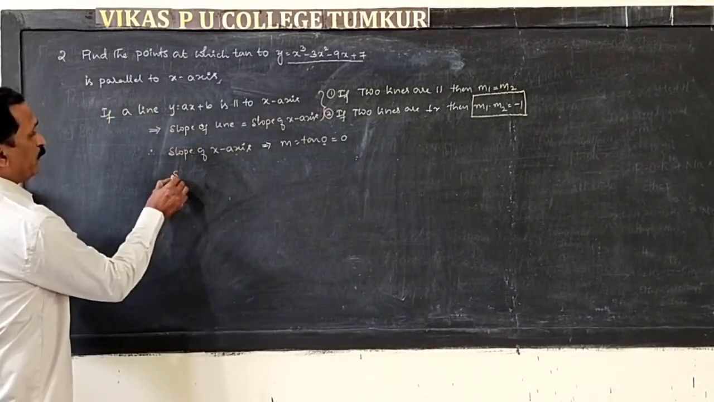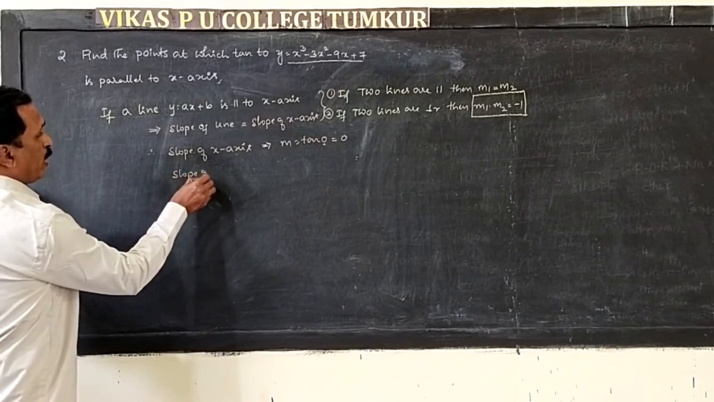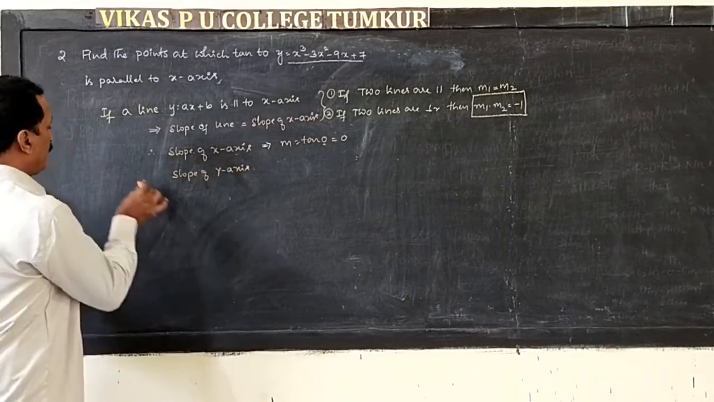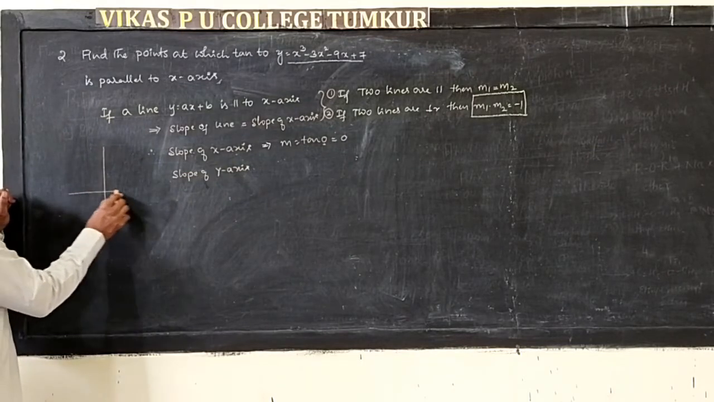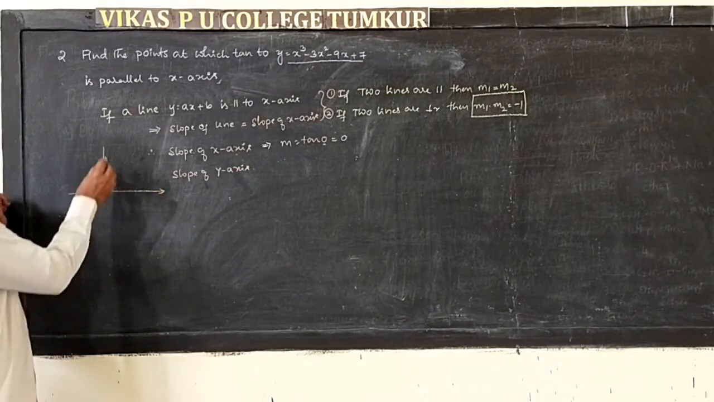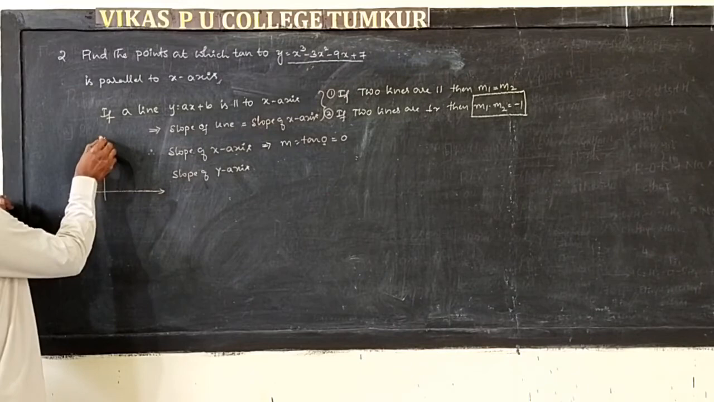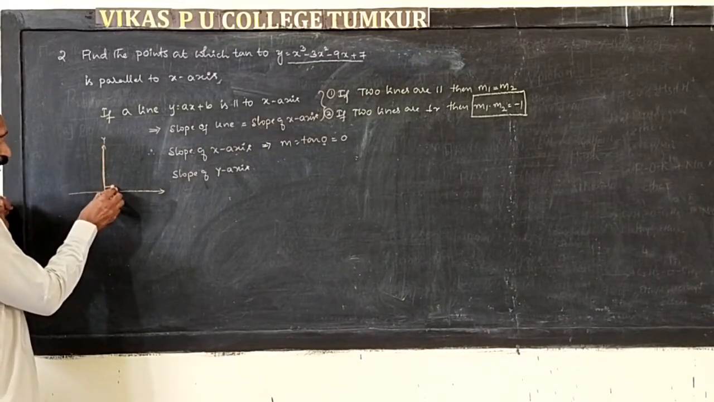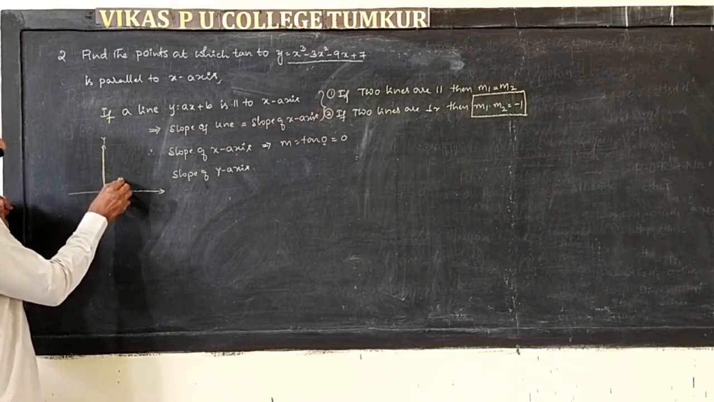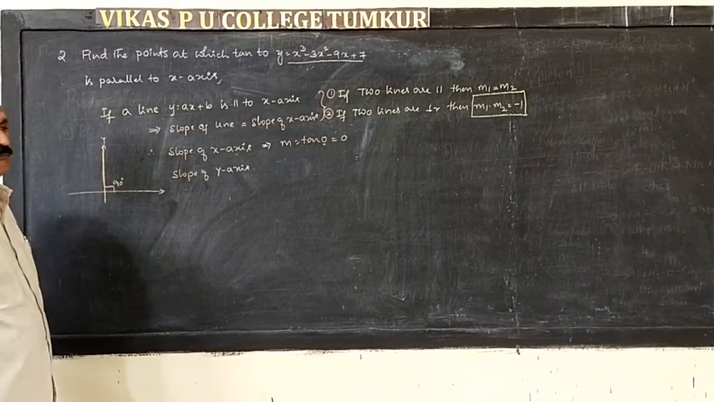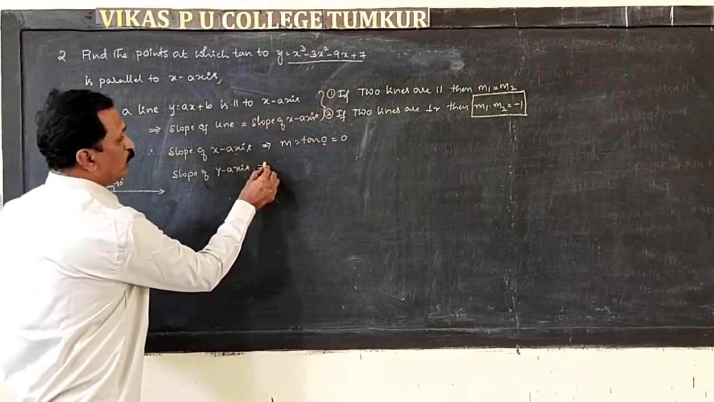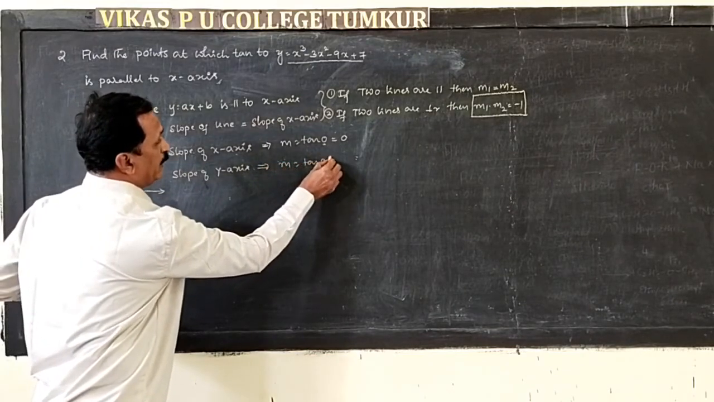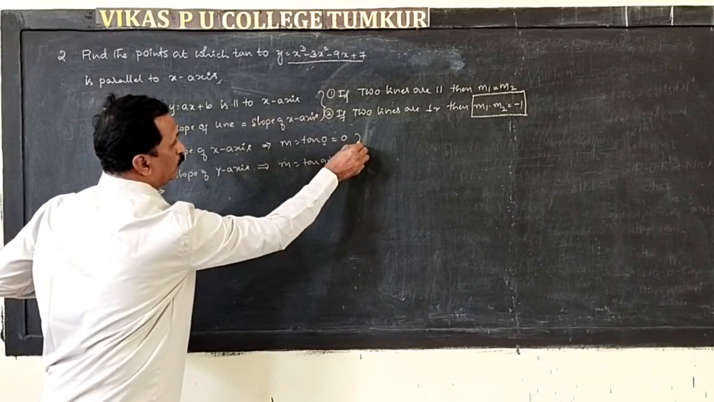Or if I write the slope of the y-axis, it will be like this. I want to find the slope of the y-axis. So what is the angle made by the y-axis with the x-axis? 90 degrees. So the slope is m, which is equal to tan 90, which is equal to infinity.